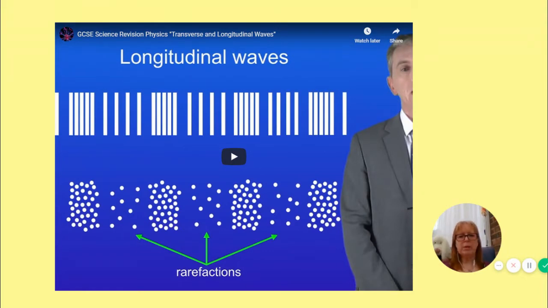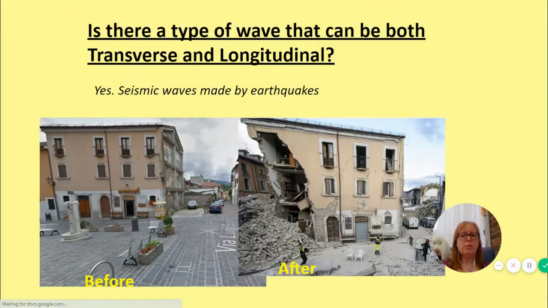Right guys, welcome back. Hope you got any additional information from that. You can see that on that video they refer to it as rarefactions as well, but some places call it compressions, some places call it rarefactions. I thought it's probably a good idea to give you both words. Okay, right, let's move on then.